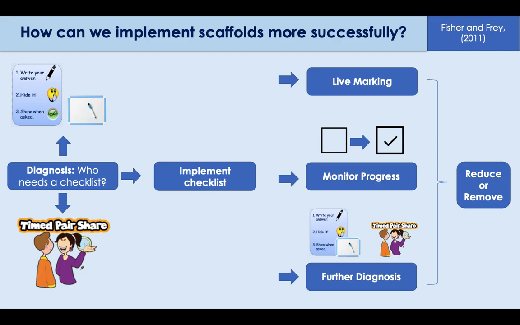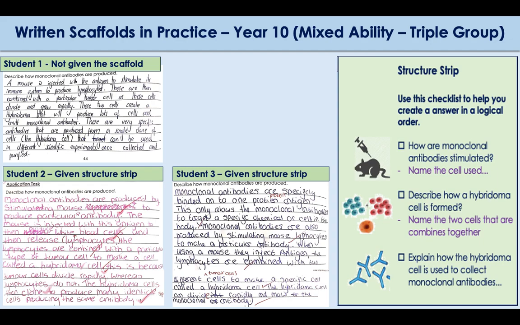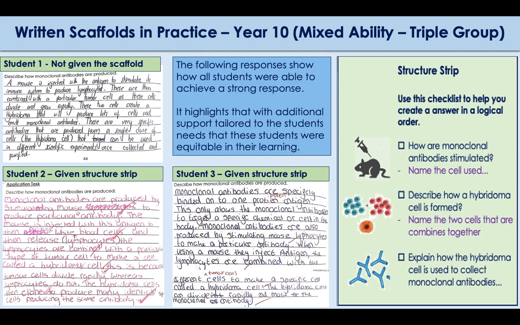Because what I found was actually knowing when to remove the scaffold was the hardest part, but by using these diagnostic methods in parallel with the checklist, it allowed them to reduce or remove the checklist overall. And we can see that here with my Year 10 Mixed Ability triple group. So student 1 never received a scaffold because what this student had in their diagnostic was accurate answers, a high level of detail, so they did not need that checklist.